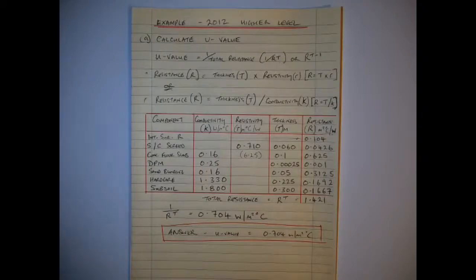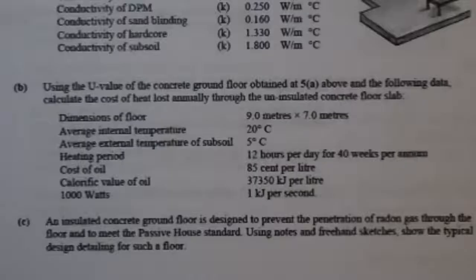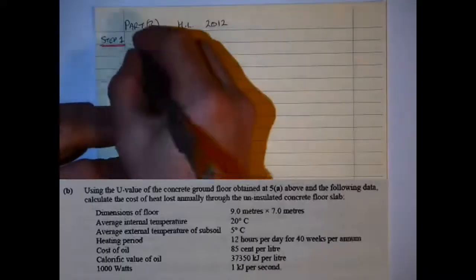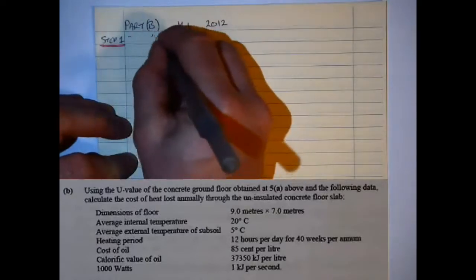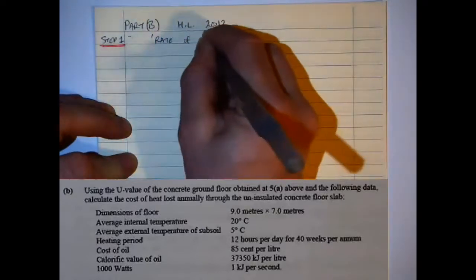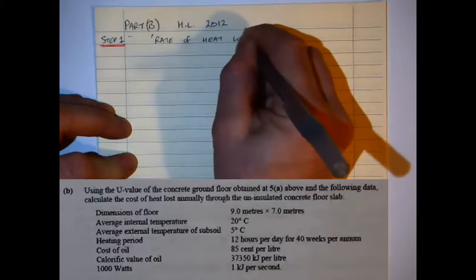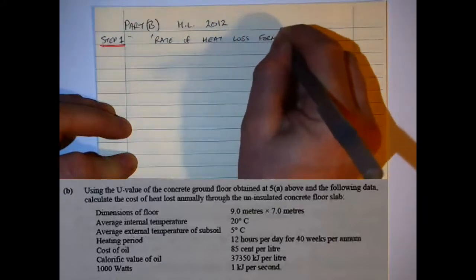So you can see the answer of the U-value there, and in part B of the question, here's the information that we're given, which we'll be referring back to during the question. I'm going to go through a series of steps which we need to do in order to calculate the heat loss, or the cost of heat loss for the year. So step one, we want to calculate what the rate of heat loss is. There's a formula for that. So we do out our rate of heat loss formula.